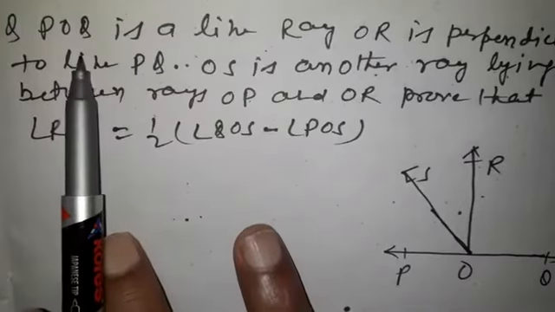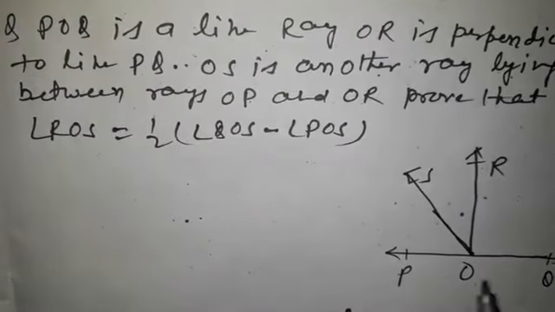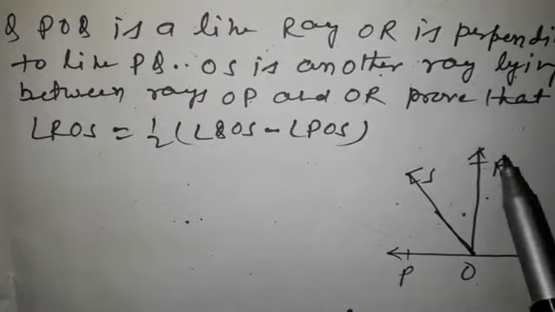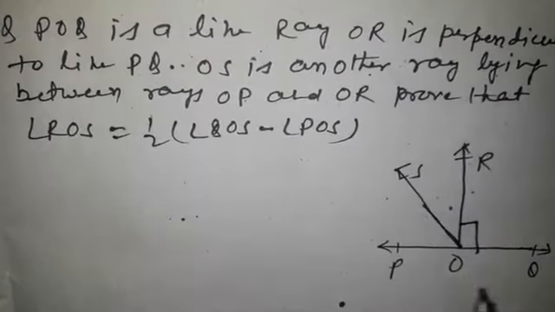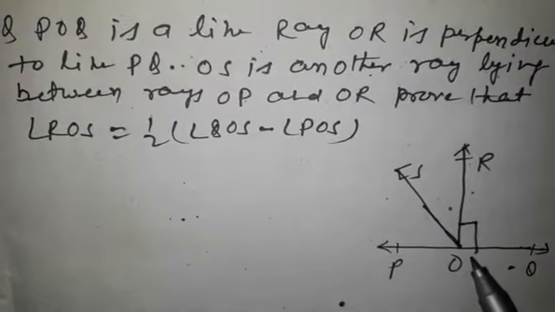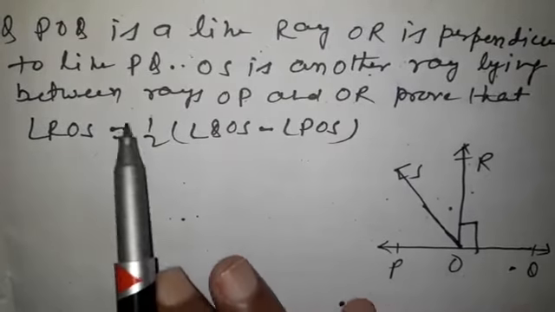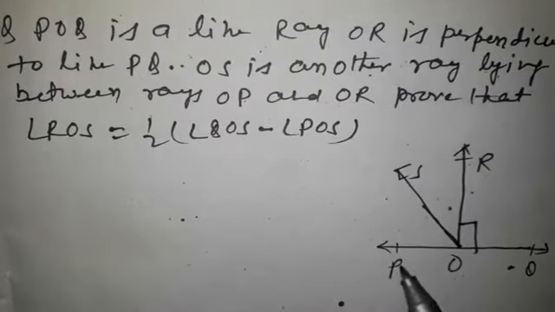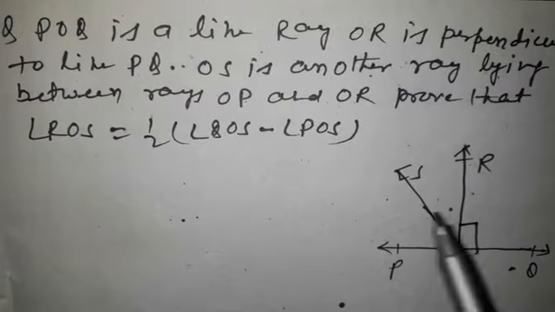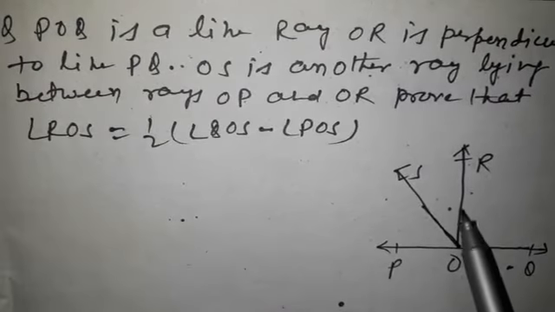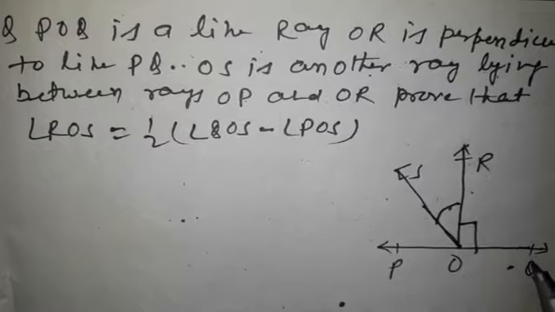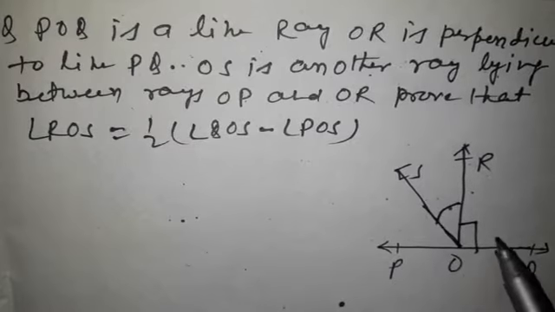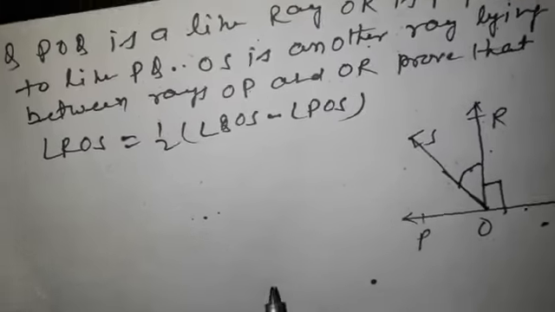Next question is, POQ is a line, ray OR is perpendicular to line PQ. OS is another ray lying between rays OP and OR. Prove that angle ROS is equal to half of (angle QOS minus angle POS).